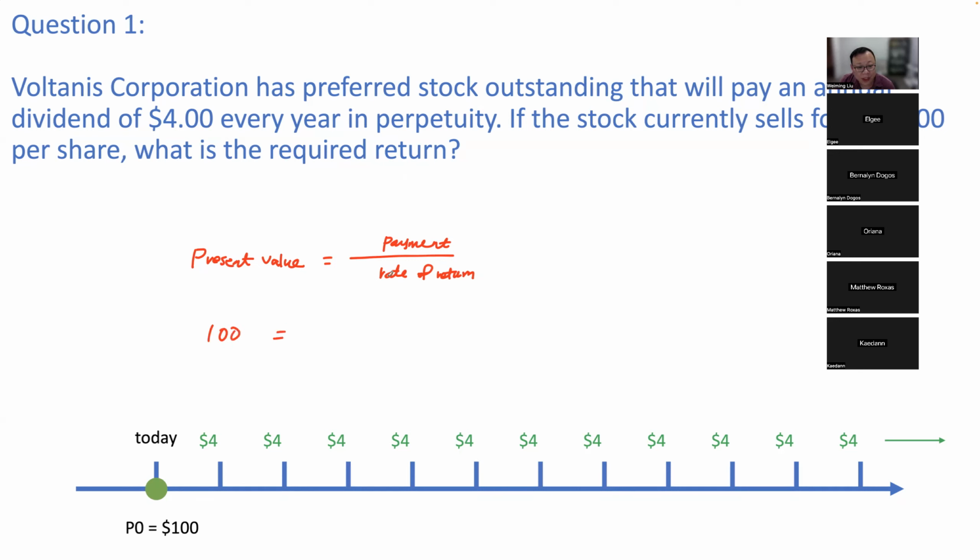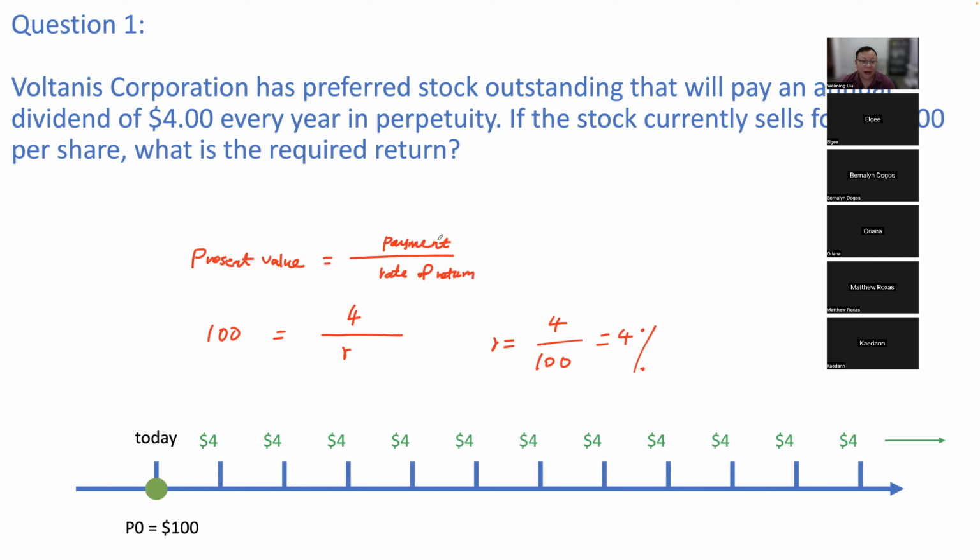100 equals, what is the payment? This is the stock, so the payment is the dividend. In the last chapter, when we were dealing with bonds, those payments were the interest payments. Now in this chapter, when we are dealing with stocks, this is the dividend payment. What is the dividend payment? 4, yeah, that's the equal payment. 4 is the constant, and we are solving for the rate of return R. So R equals 4 divided by 100, and so it's 4%.